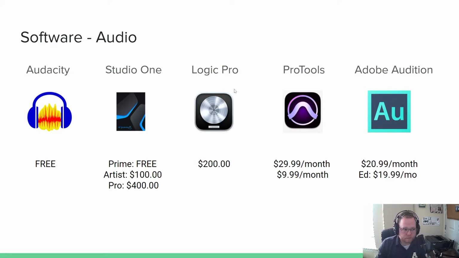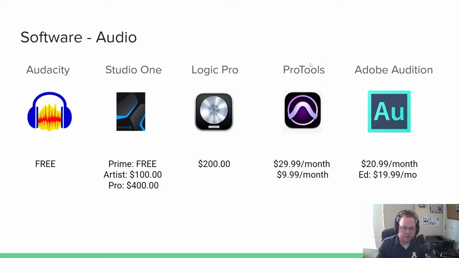Logic Pro is $200, and you can buy that in the App Store, in the Apple Store. So there's the price for that. If you're a Mac user and you want to invest some money on the digital audio workstation side, then Logic is probably what you want to use.